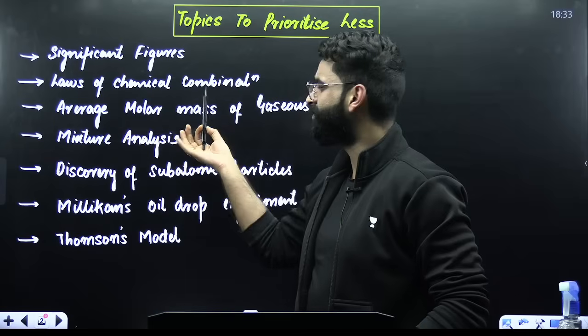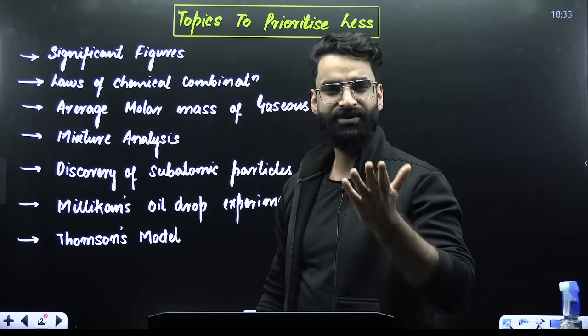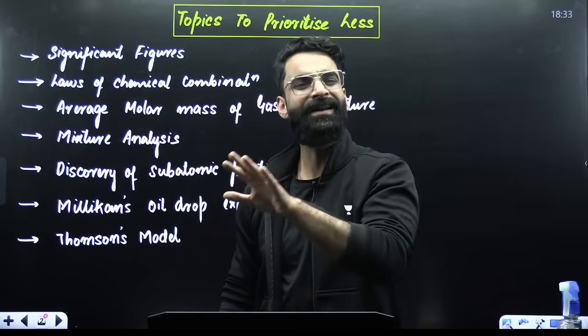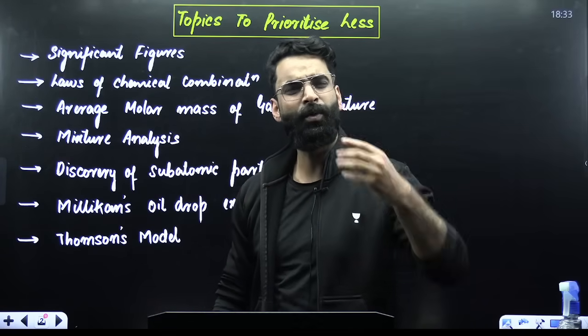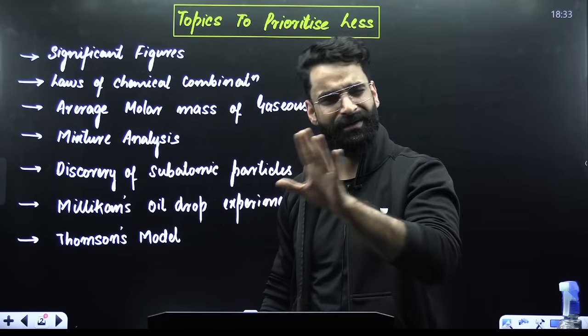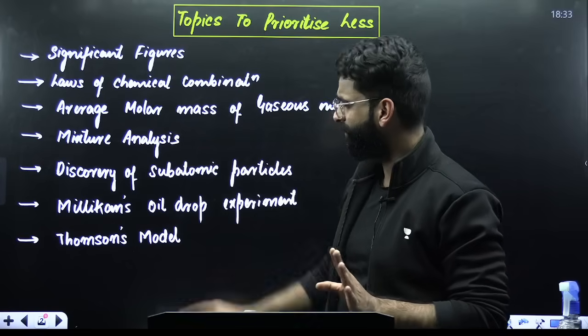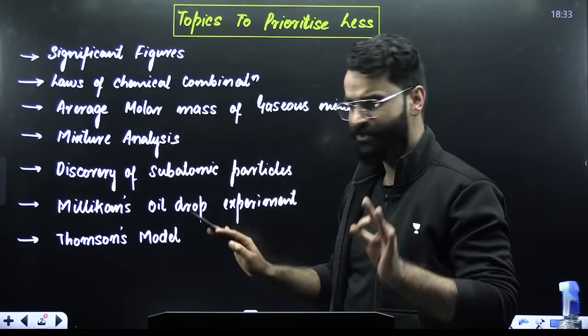You have got laws of chemical combination. Just do one thing. When it comes to laws of chemical combination, you have got law of conservation of mass, law of constant proportion, definite proportion. Just do the reading of their statements. No need to go into the depth and doing the numericals and all from this particular topic. Avoid that. Next is average molar mass of the gaseous mixture, right? You can prioritize this topic less too.